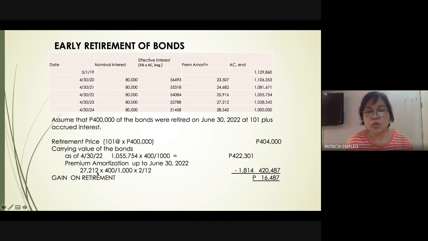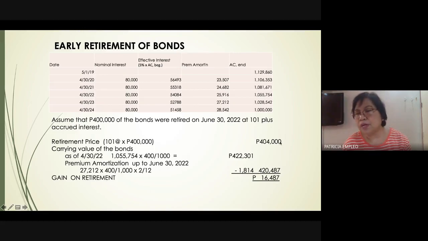So 27,212 times the proportion of the 400,000 over the 1 million, times 2 months over 12 months, therefore 1,814. Again, please be reminded that the premium amortization gradually decreases the carrying value of the bonds. Therefore, this is the carrying value of 400,000 as of April 30, 2022, minus the 2-month amortization from April 30 to June 30, 2022, relating only to the 400,000 bonds to be retired, so that is 1,814. Hence, the carrying value of the bonds to be retired is 420,487. But we are able to retire it only at 101.